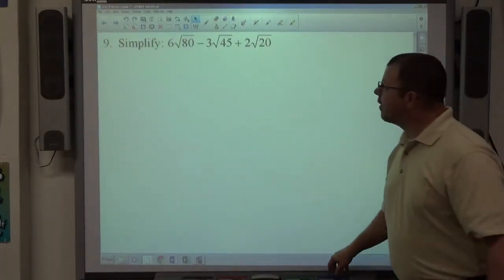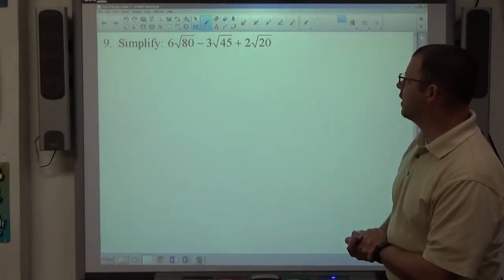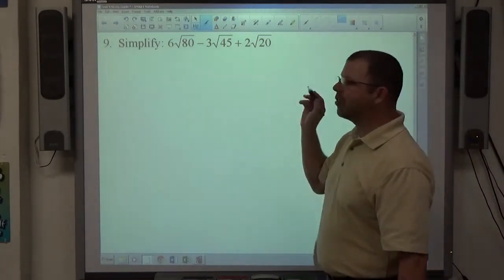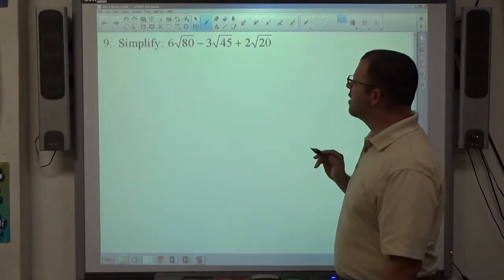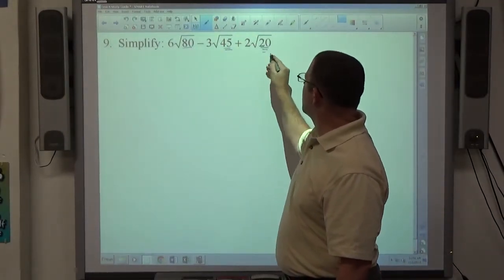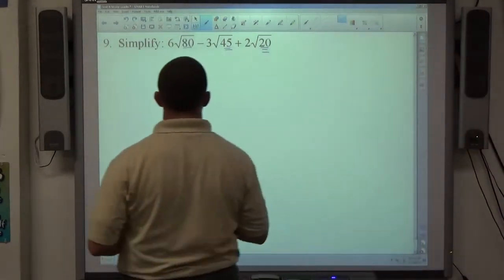Number 9, simplify 6 square root of 80 minus 3 square root of 45 plus 2 square root of 20. Addition and subtraction of radicals is only possible if the radicals match. These obviously don't match, so at this current state it's not possible. But the numbers 80 and 45 and 20 can all be factored, and by factoring we might be able to reduce them down to something more manageable.